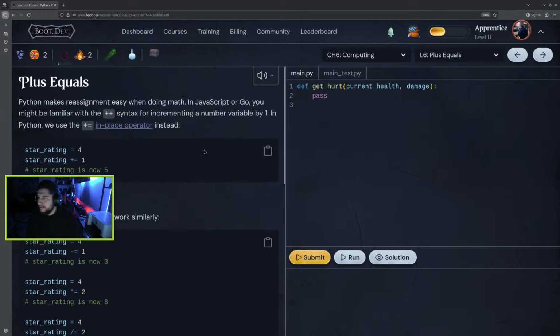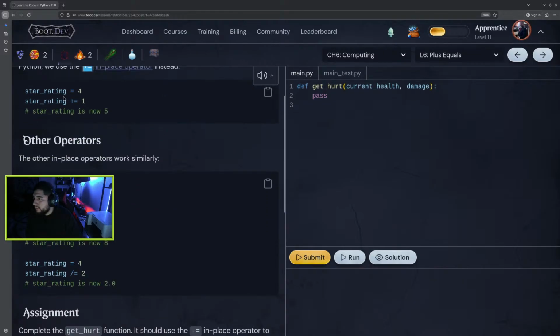Python makes reassignment easy when doing math. In JavaScript or Go, you might be familiar with the plus plus syntax for incrementing a number variable by 1. In Python, we use the plus equals in-place operator instead. So star rating equals 4, then star rating plus equals 1. Star rating is now 5. That just means add 1 to whatever is saved here.